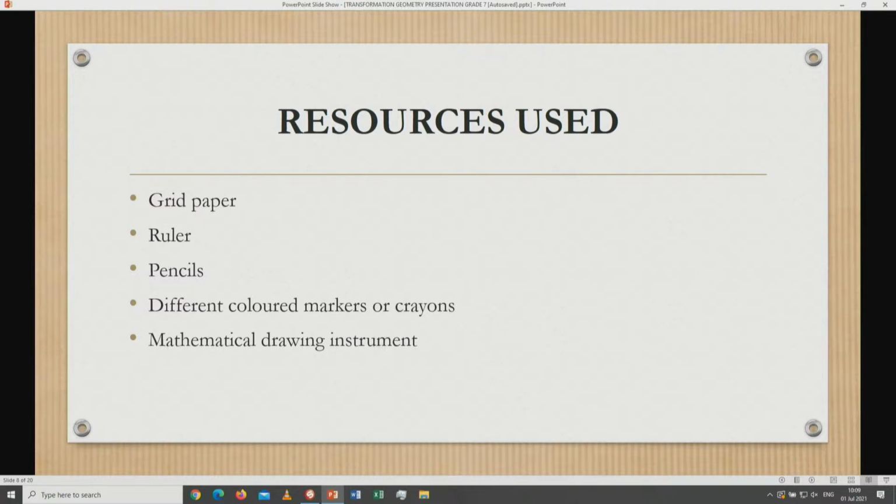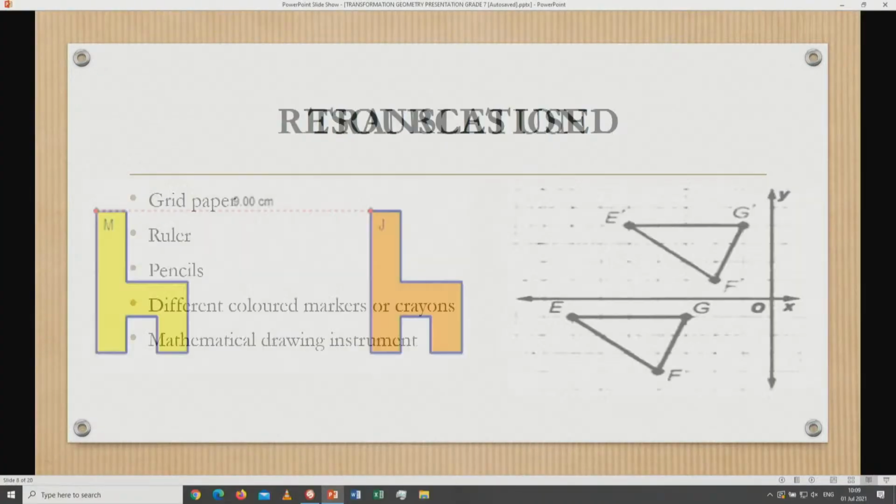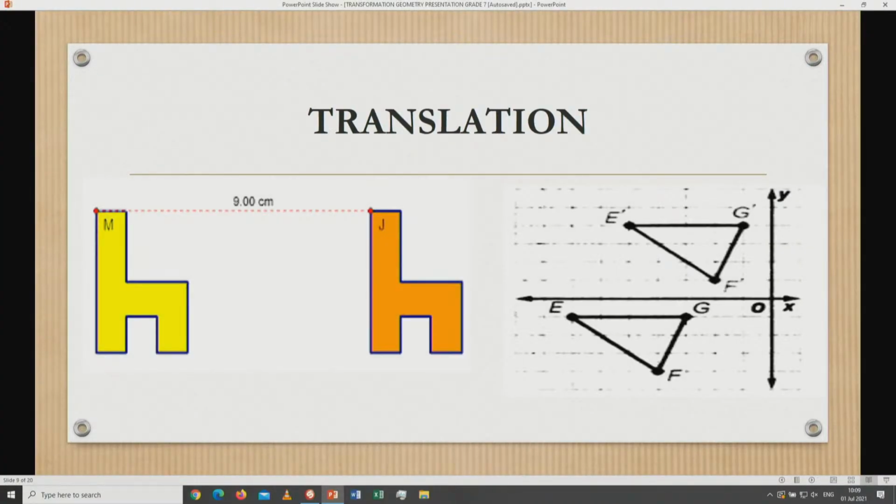So guys, after we have identified the vocabulary that we're going to be using most frequently and also the resources that one needs to have in place, now let us get to the business of the day. Now, translation. We're going to talk about translation, guys. Let us see. We've got a shape there which is in the form of H, and it shows that it has been translated to the same shape, but now it is labeled J.